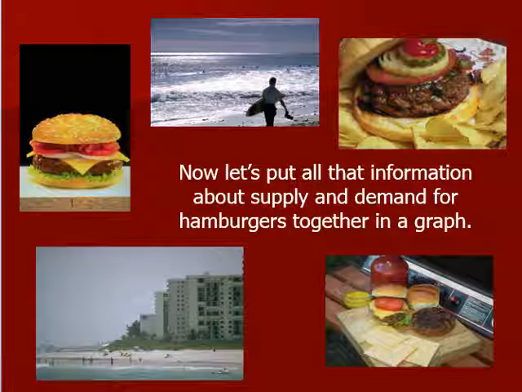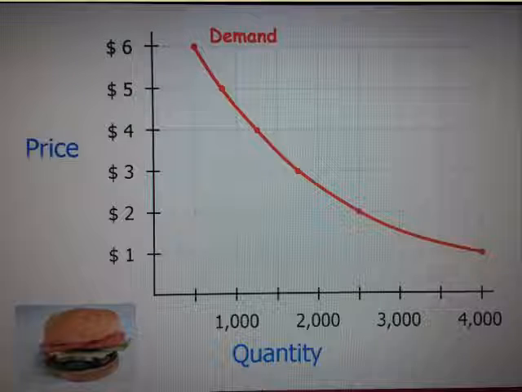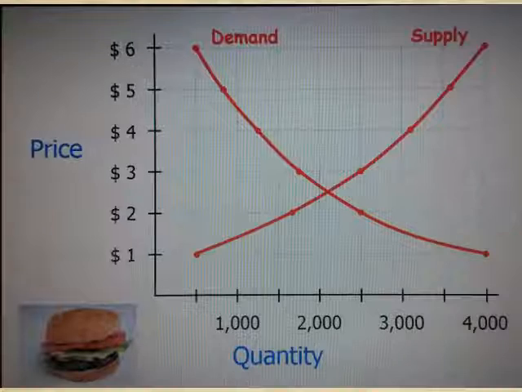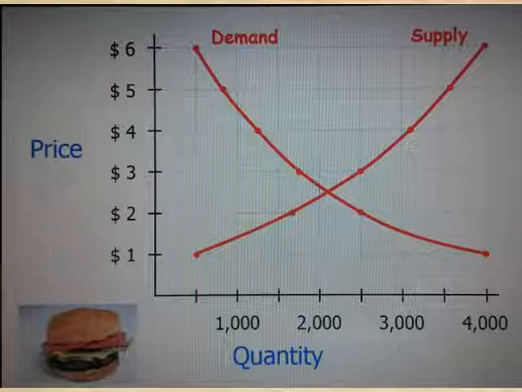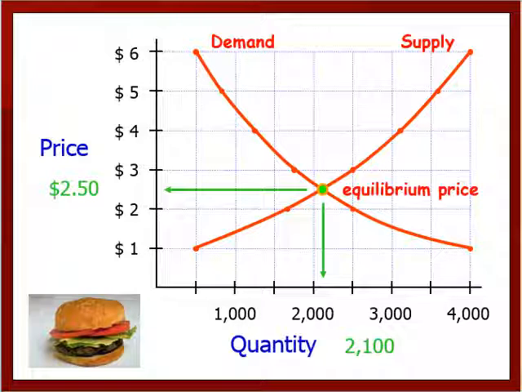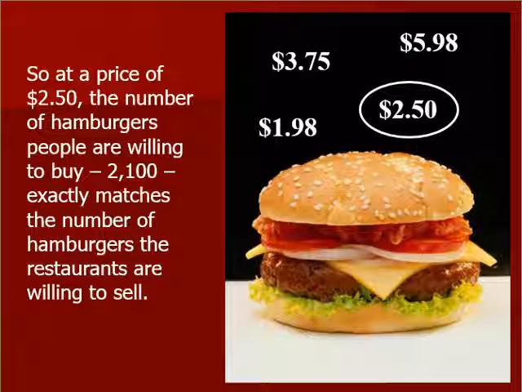So when you put all this information together about supply and demand, when you plot the demand, it looks like this. And then when you plot the supply, it looks like this. And then what you end up getting is a point in the middle where they meet, which is called your equilibrium price. So the price is $2.50 and the quantity that they're going to sell is about 2,100, and that is the happy place that exists for everyone.